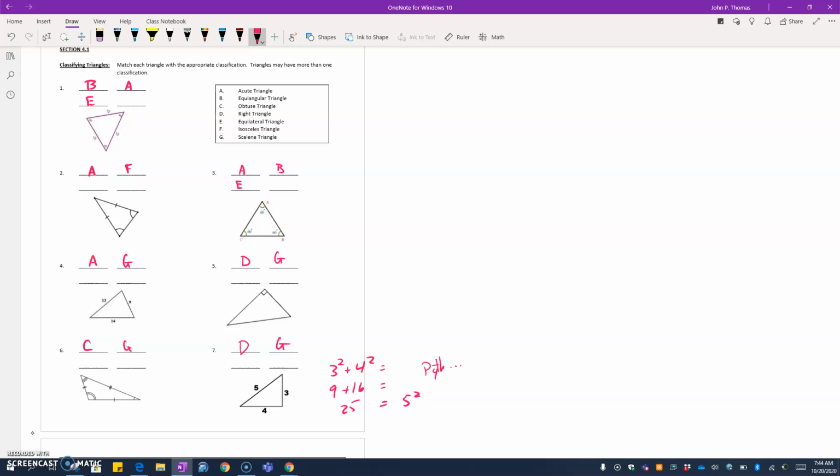And then when we go to classify based on side length, equilateral, all the sides are the same. Isosceles, 2 of the sides are the same. Scalene, none of the sides are the same. All right, so that kind of goes through classifying triangles.